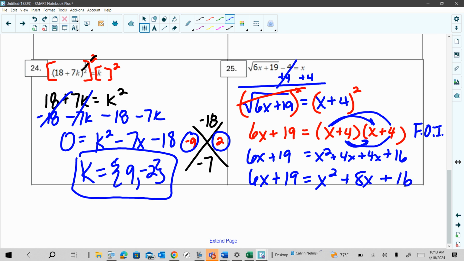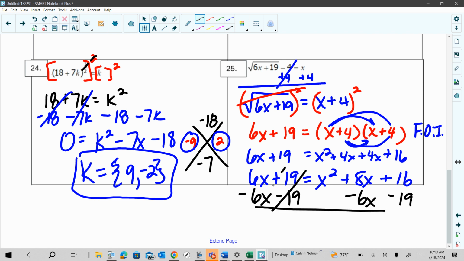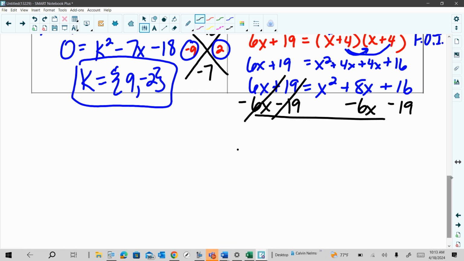So we're back to what we did on 24, where we have to make it equal to 0 and then do your x puzzle. So when I make it equal to 0, I'm going to say minus 6x. I can go ahead and line that up with those x's here and minus 19. So this now cancels on the left. So our 0 is equal to x squared plus 2x minus 3. Now we're doing the x puzzle.